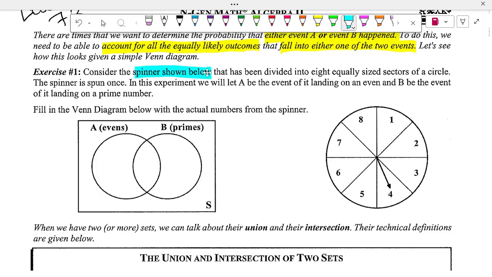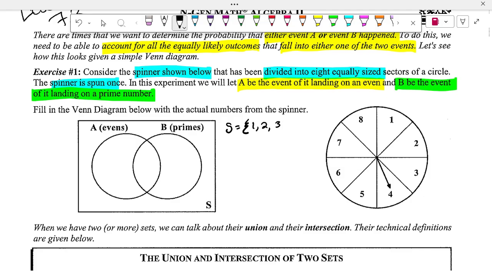Consider the spinner shown below, divided into 8 equally sized sectors. The spinner is spun once. In the experiment, let A be the event of landing on an even number, and B be the event of landing on a prime number. We're going to write it in the Venn diagram below. Before we do anything, we're going to state all of our sets. First, what's my sample space? All the numbers. So 1 through 8: 1, 2, 3, 4, 5, 6, 7, 8.